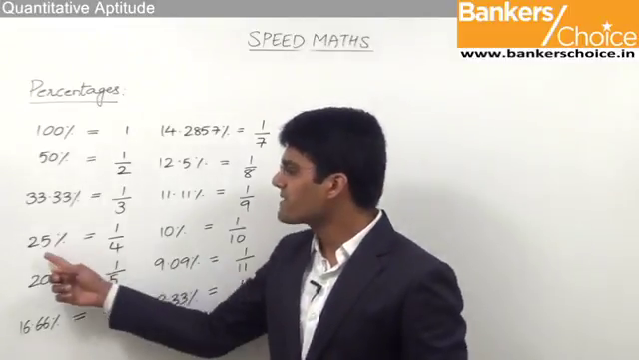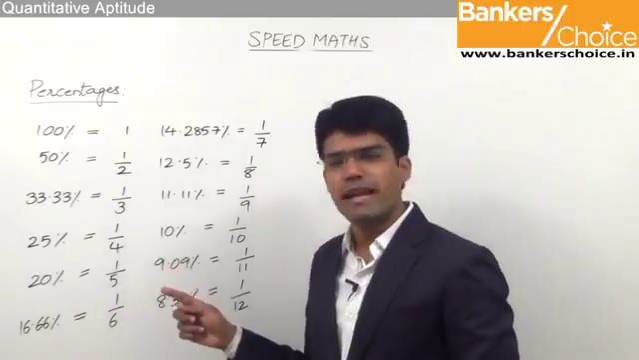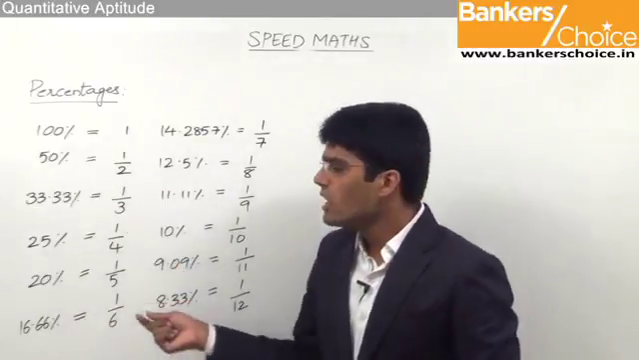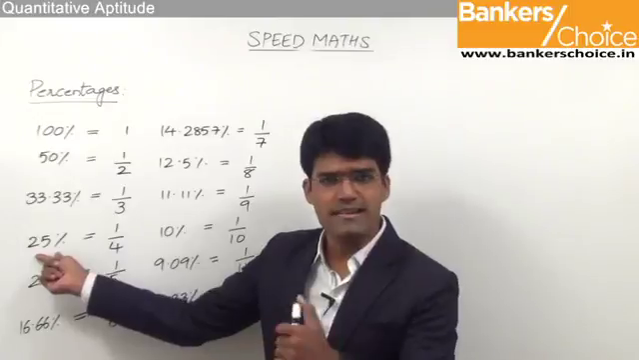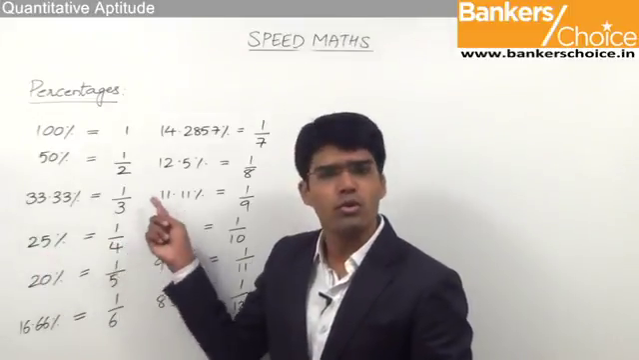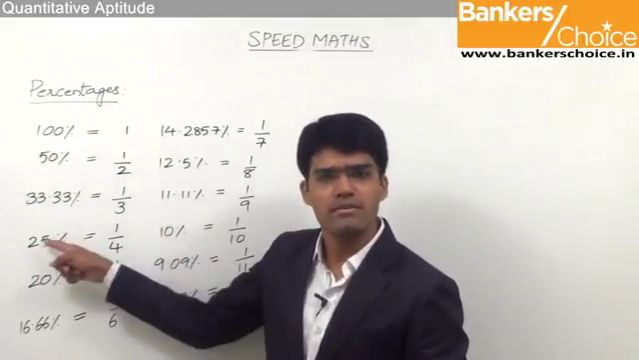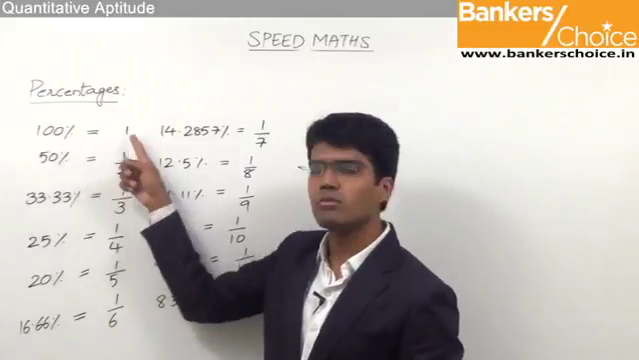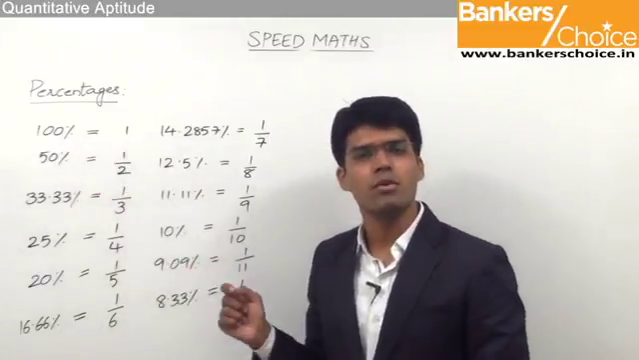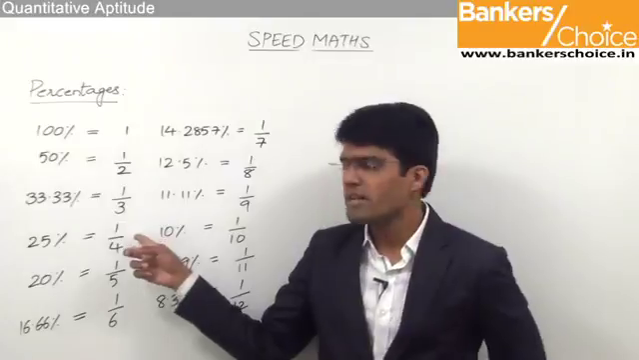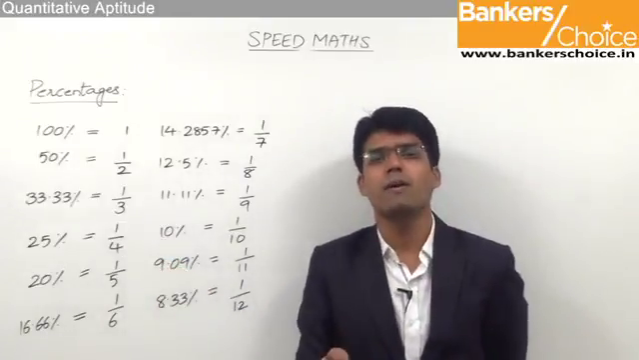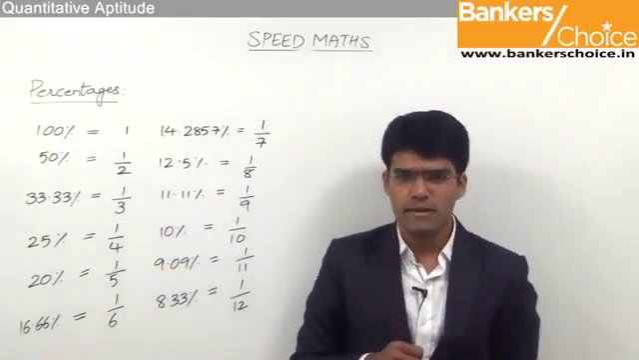So 25% into 3, 1 by 4 into 3. Likewise, multiply both the sides by 4. 25% into 4 is 100%. 1 by 4 into 4 is 1. 100% is equal to 1. That is what we know from the first statement here. 100% is equal to 1. So the point here is, we know what is 1 by 4. Try to find out 2 by 4, 3 by 4 and 4 by 4.